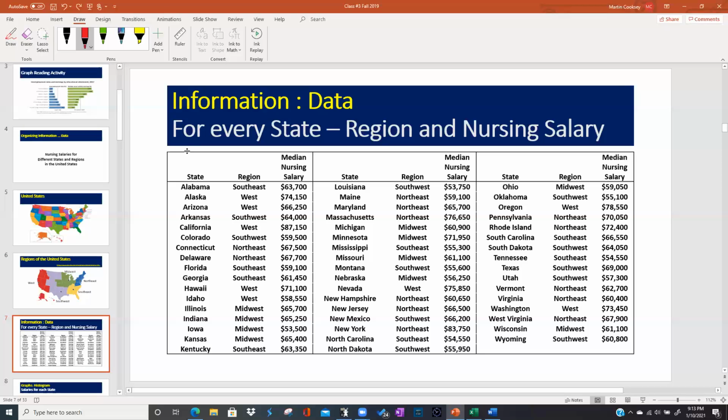So in the next video, we will go through and take a look at more specifically how we're going to create a graph for the median nursing salary, and then we'll go through on another video and address how we're going to graph the categories in terms of the regions, and then we'll combine the 2 bits of information in another graph.